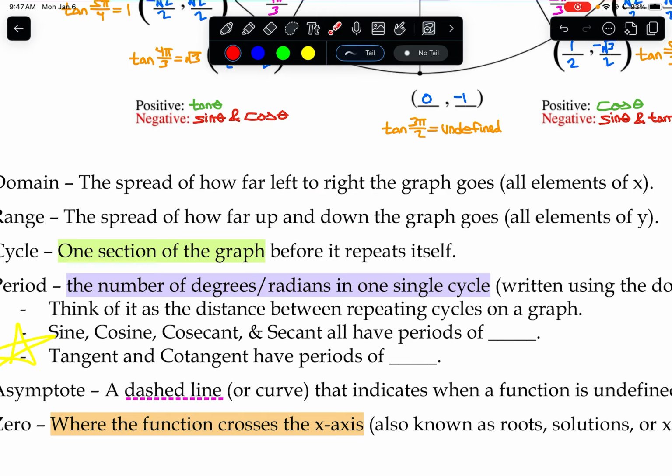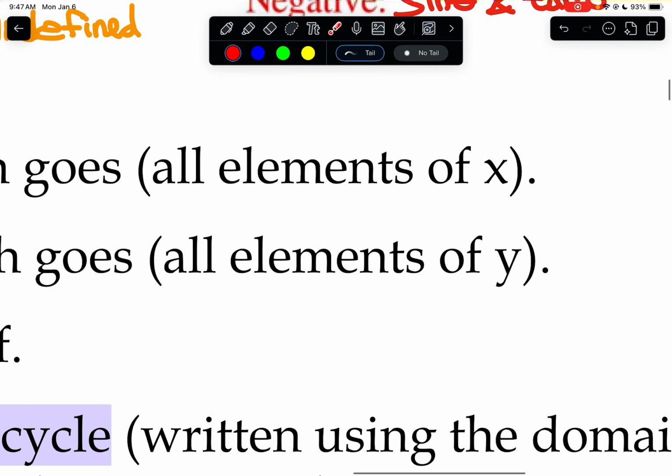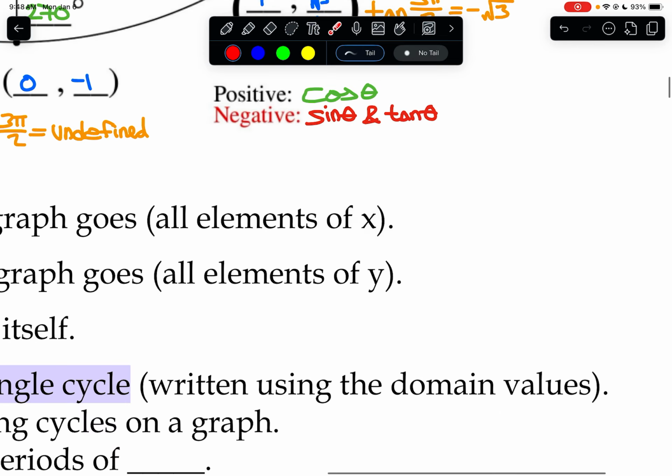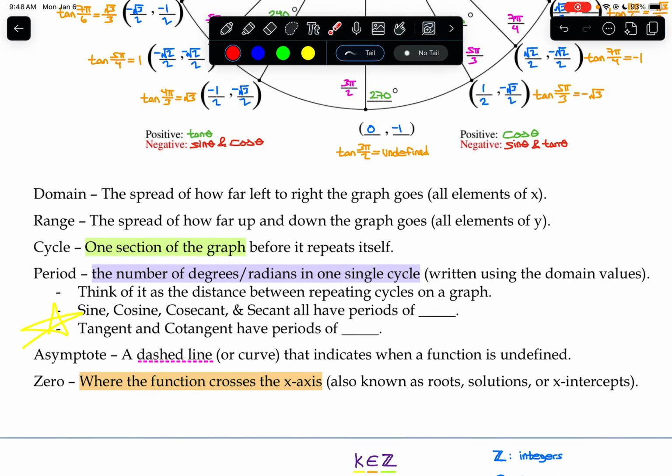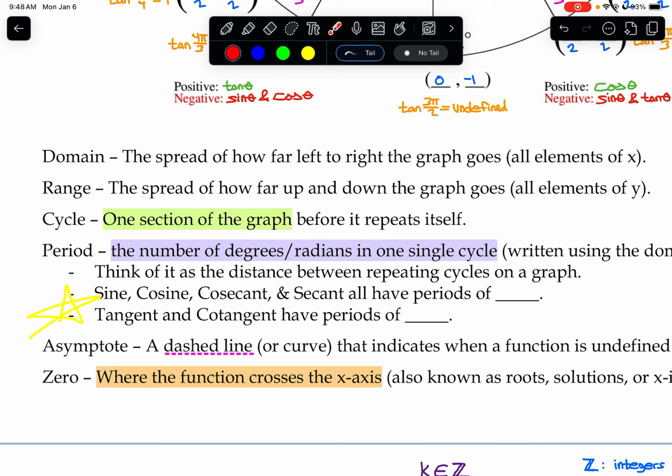Some more mathematically correct verbiage on how you would say this is all the elements of your x value for your domain, or all the elements of your y value for your range. Elements just refers to all the values that are going to be part of that function or part of that graph. So it's just a little bit more mathematically correct, but tomato, tomato.